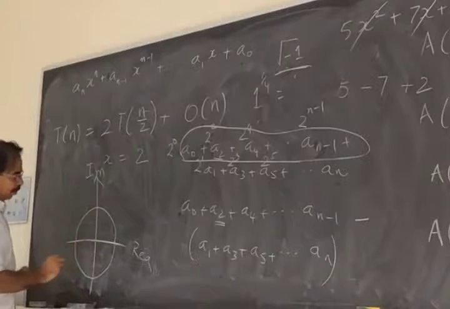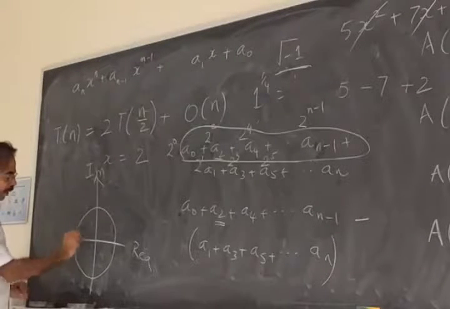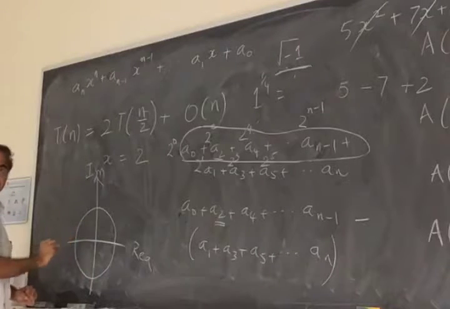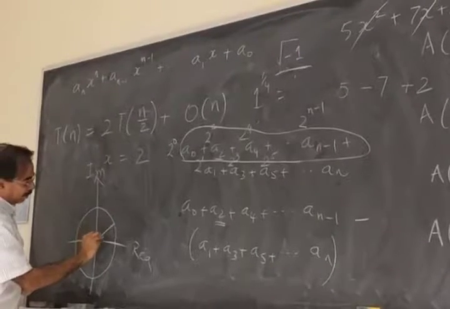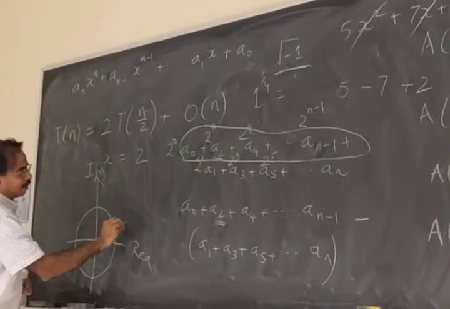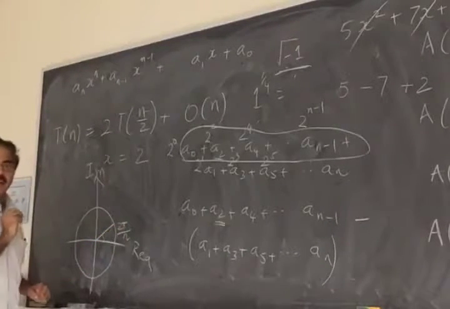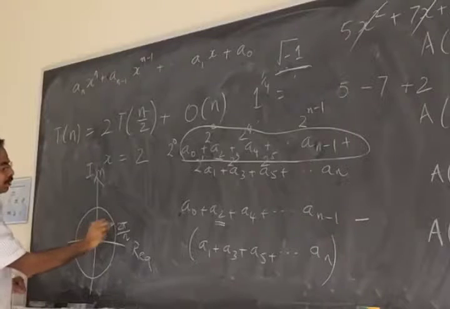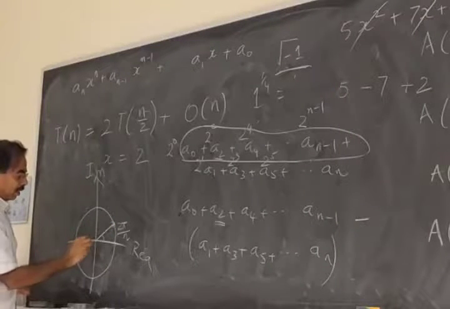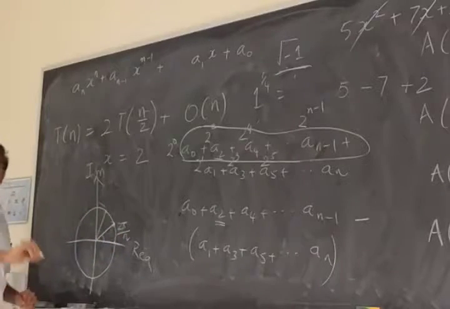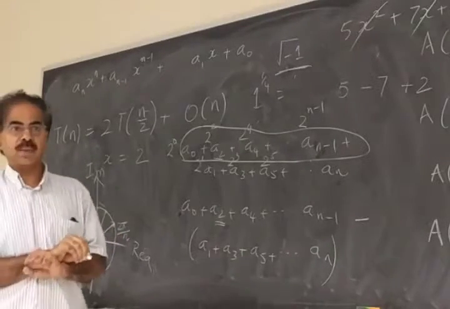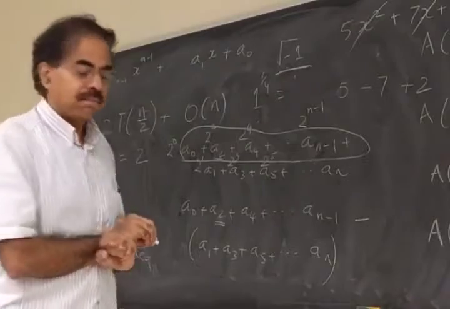So if you want the nth root of unity, then you take this circle and divide it into n pieces, right? So this angle will be 2 pi by n, okay? So everything that is at a multiple of 2 pi by n, each of those values is an nth root of unity, okay?